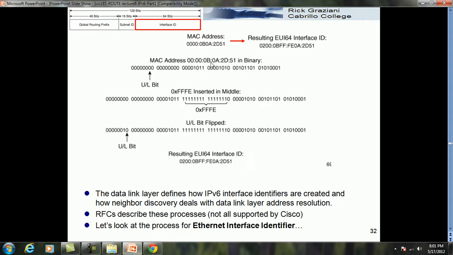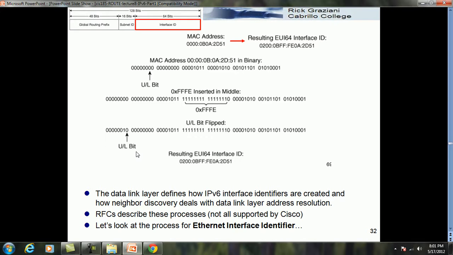So see, I've written this value in binary. The MAC address is written in binary, something like this. This 00 is 16 zeros, then 0B0A, something like this, and 2D51, this one, correct? Now this is the 7th bit, which is called the UL bit. We'll talk about this bit later. In between, I'm putting this value, FFFE, inserted in the middle of the MAC address. So between 0B and 0A, this is the pointer. Between this, I'm putting the value FFFE in binary. When I convert it to hexadecimal, see this. And the UL bit, can you see here? It was 0, I flip it to 1. I'll talk about this bit very soon.